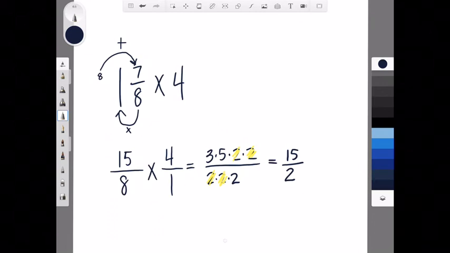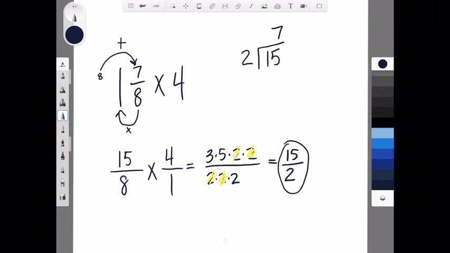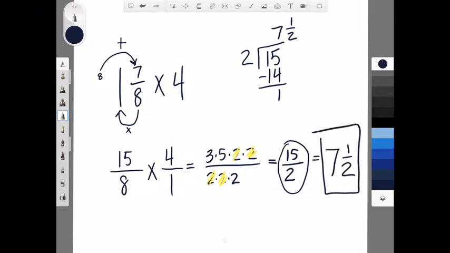Now when we divide, our mixed number will end up being in its simplest form. And we do have to divide because this is an improper fraction. So we're going to take 15 divided by 2. That goes in 7 times, which is 14, with 1 left over. And so the final answer is 7 1/2. And that is how we multiply mixed numbers.